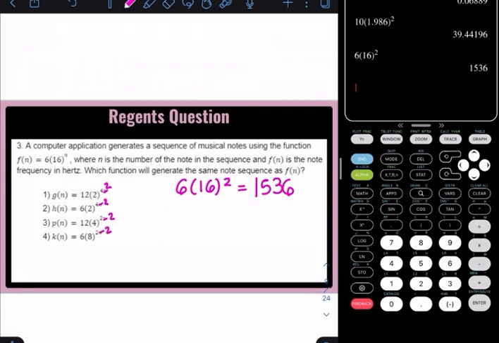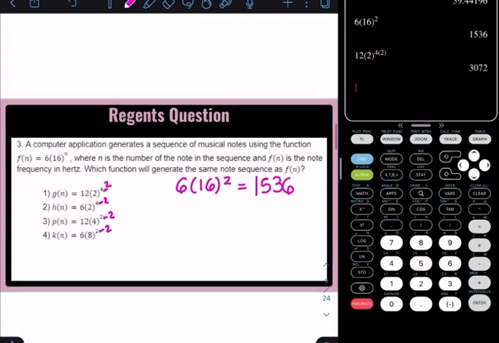So answer choice 1, we would have 12 times 2 raised to the 4th power times n, which is 2. And that would equal 3,072, which is not the same answer that we got originally. Now let's look at 2. We're going to have 6 times 2 raised to the 4th power, and we're making n 2, which would be 1,536, which is our answer because that's the same as what we got originally. And let's just understand how they got this. Well, what is 2 to the 4th power? 2 to the 4th power equals 16, the original number.